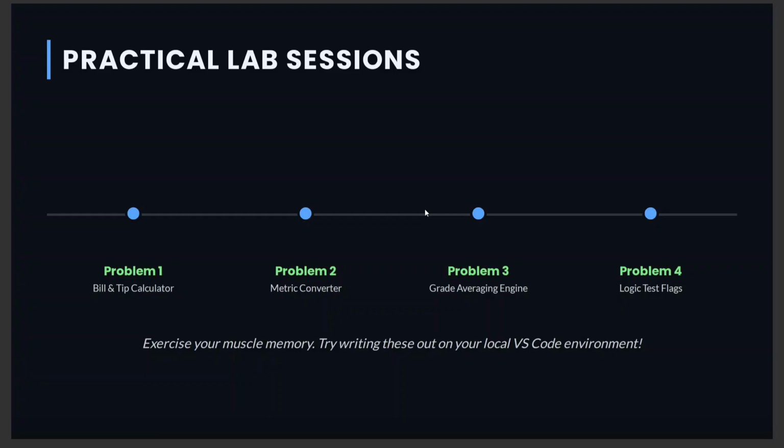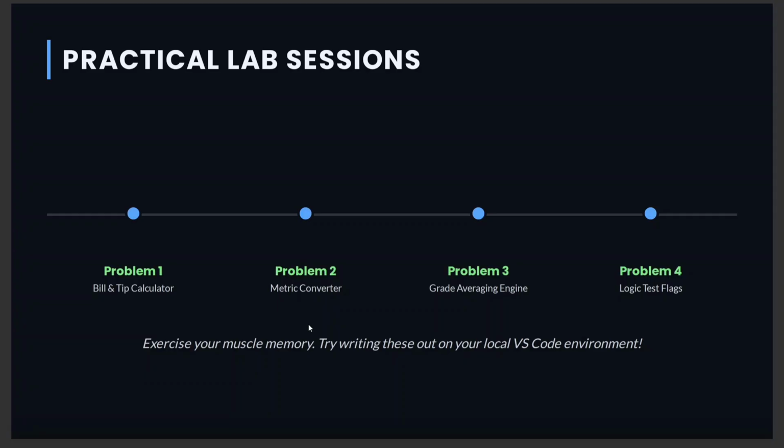Every piece of software on earth, from a simple calculator to a massive video game, follows this exact loop. It takes an input from the user, processes it using maths or logic, and produces a useful output on the screen. Let's start with our first challenge, the restaurant bill and tip calculator. The real world scenario: imagine you are sitting at a cafe, the waiter brings you a bill and you want to calculate how much tip to leave and find the final total.